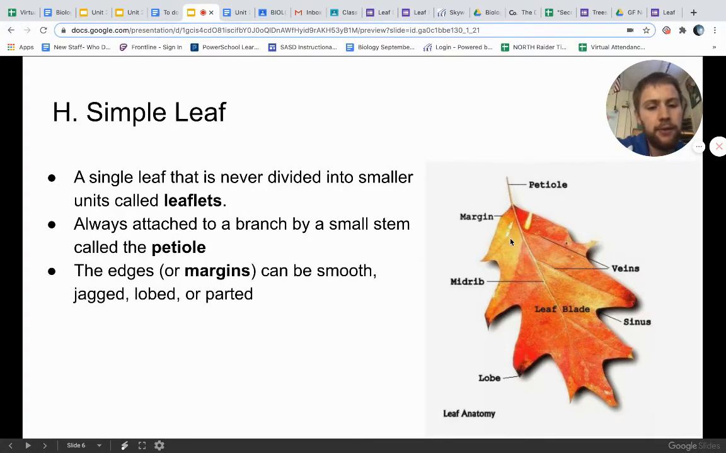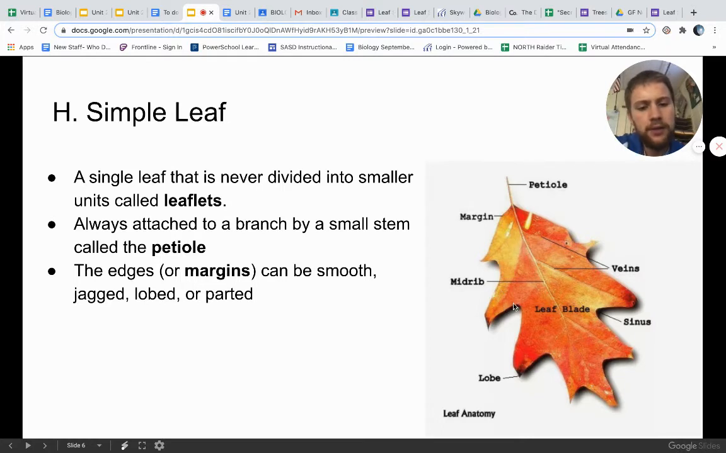The edges or the margins of these leaves can be a variety of different shapes and sizes. They can be found as being smooth edged. They can be jagged or serrated edged, similar to what an elm or an American beech would be. They'd be serrated. Or they can be parted on the ends as well.